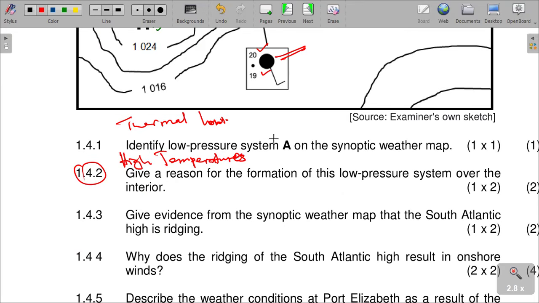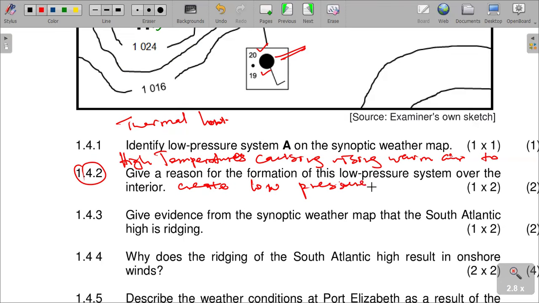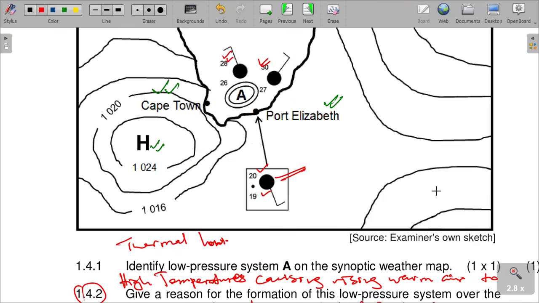It is because of high temperatures, which are causing rising warm air to create a low pressure system. It is causing rising warm air to create low pressure, to create the low pressure systems that are there.